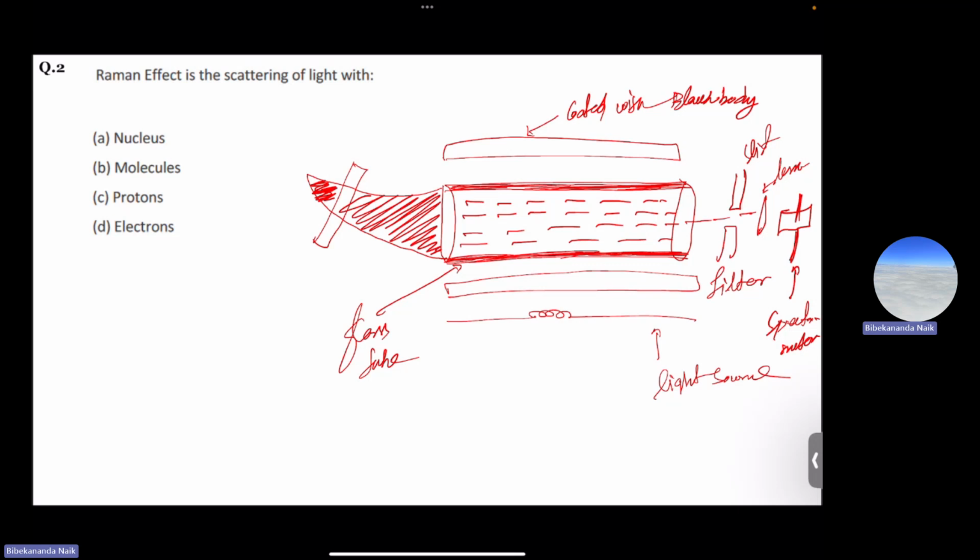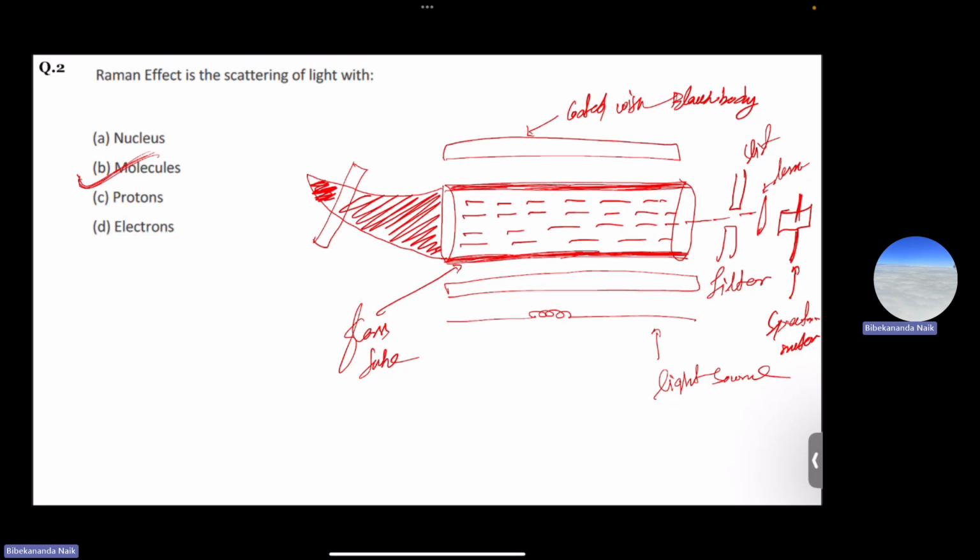So when light is incident, there is interaction of light with the molecule. So the correct option will be the molecules. When the incident light, which is electromagnetic radiation, is incident on the liquid or the sample, then the molecule present in that liquid or species will absorb the photon, or it will scatter the photon, and corresponding to this phenomenon we will get the spectra. That will be the components of Raman spectra, that is the Rayleigh line, Stokes line, and anti-Stokes line. So the correct option here will be molecules.